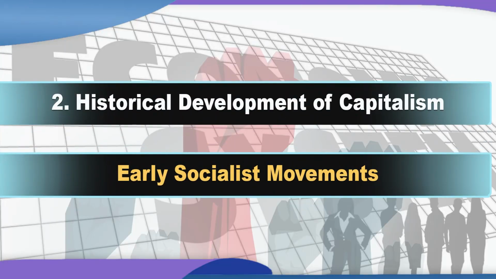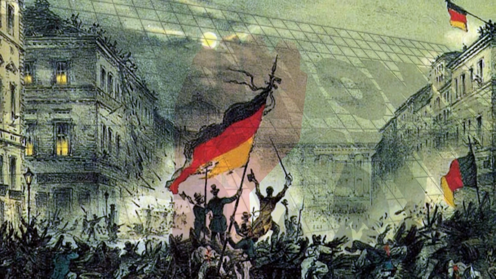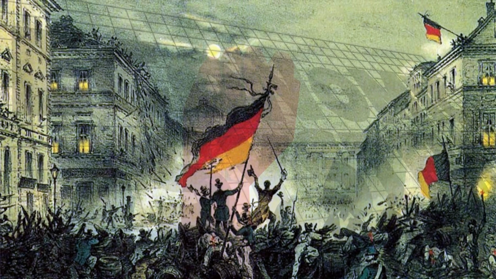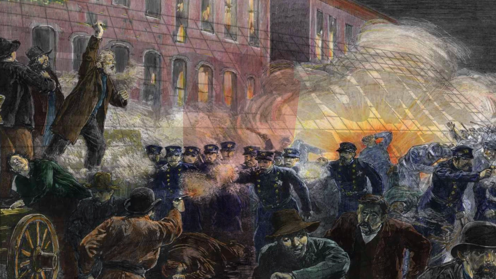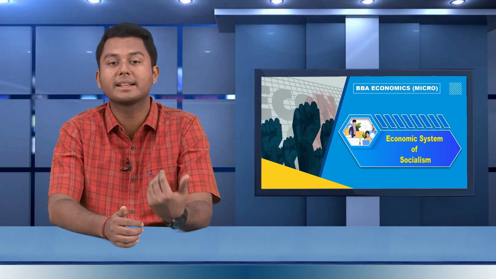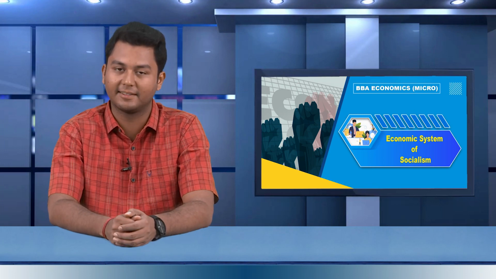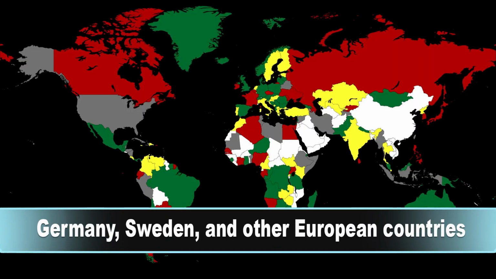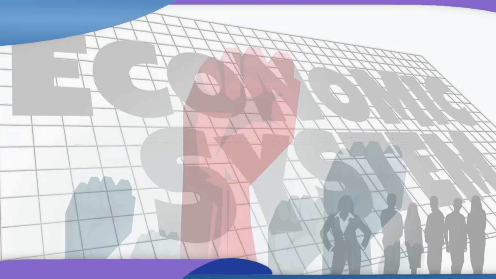Early socialist movements were seen in the late 19th and early 20th century, which saw the growth of socialist political parties and labor movements across Europe. These movements sought to achieve socialist goals through democratic participation and gradual reform rather than revolution. The social democratic parties of Germany, Sweden, and other European countries exemplified this approach.